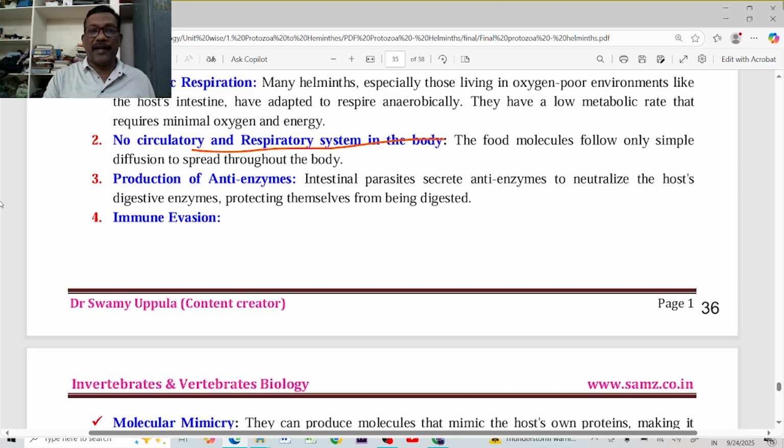Another important adaptation, the third one, is the production of anti-enzymes. Our small intestine releases many protease enzymes, pepsin, trypsin, chymotrypsin, and many others, and amylases and lipases are also released. Against these enzymes, these platyhelminthic and nematohelminthic parasites can release some anti-enzymes. These anti-enzymes can neutralize our enzymes. So there is no action of host enzymes on the organism.